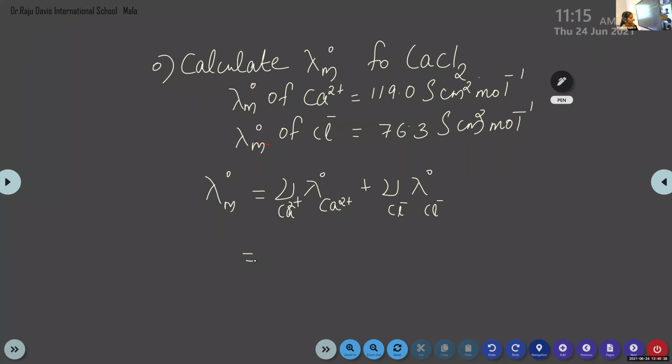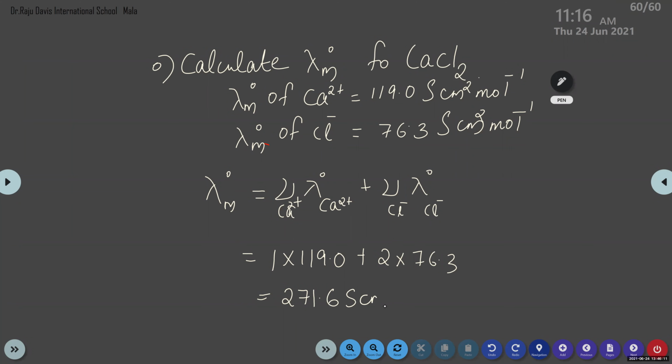Adul, can you tell me the substitution? 1 into 119, yes, very good. Then plus 2 into 76.3, because in CaCl2 there are two chloride ions. So it is 2 into 76.3, and it becomes 271.6 Siemens centimeter square per mole.